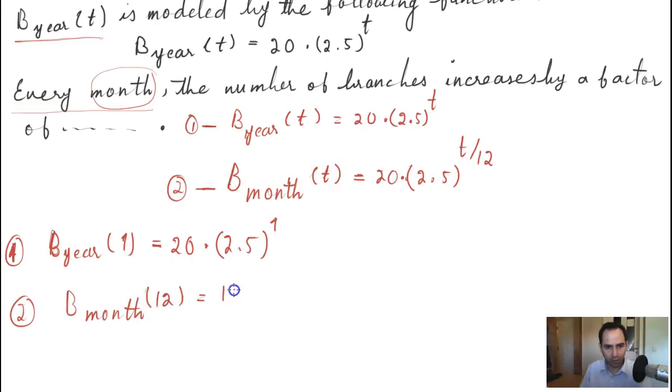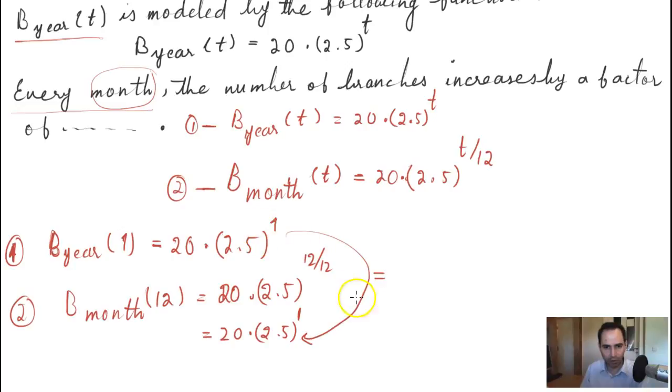12 is equal to 20 times 2.5 raised to the power t by 12, which is basically 12 by 12, which is equal to 20 times 2.5 raised to the power 1. So it's again the same function here. These are equal. So basically we have created this function right.